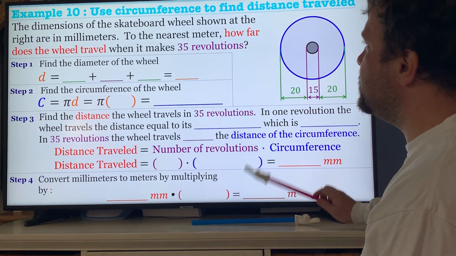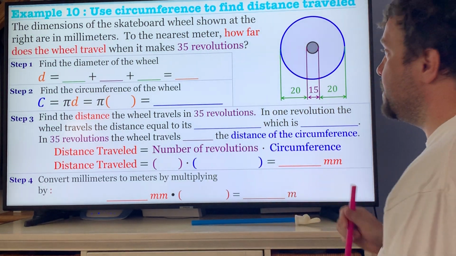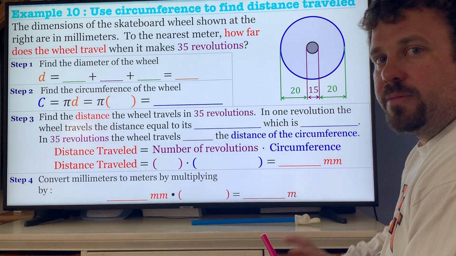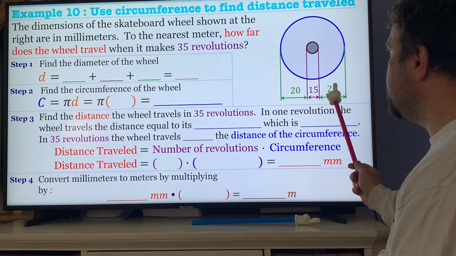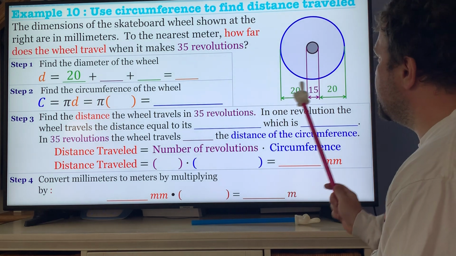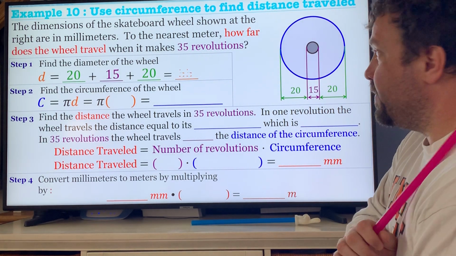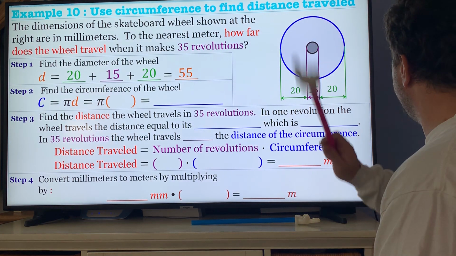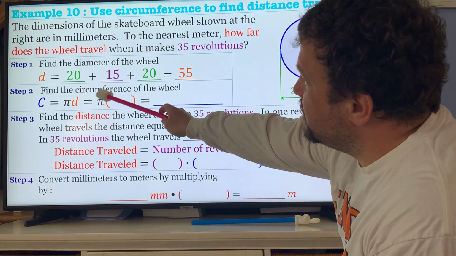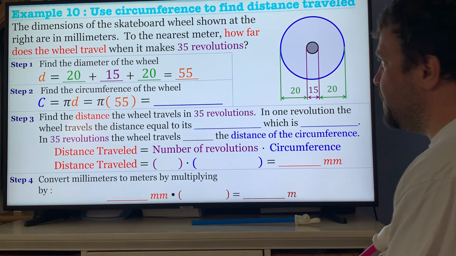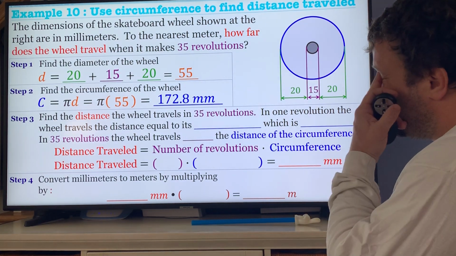So first thing you need to do is find the diameter of this wheel so we can find the circumference of the wheel. Bunch of steps. So how would you find the diameter of the wheel? Ready? Yell your answer. Good. You would add the three numbers together. 20 plus 15 plus 20 is 55. Very good. So 55 is your diameter. Find your circumference. Pi times diameter, pi times 55. Type in your calculator, and you get 172.8 millimeters.